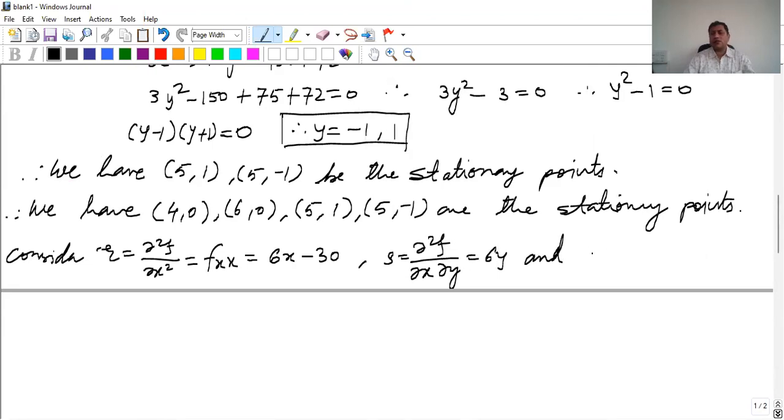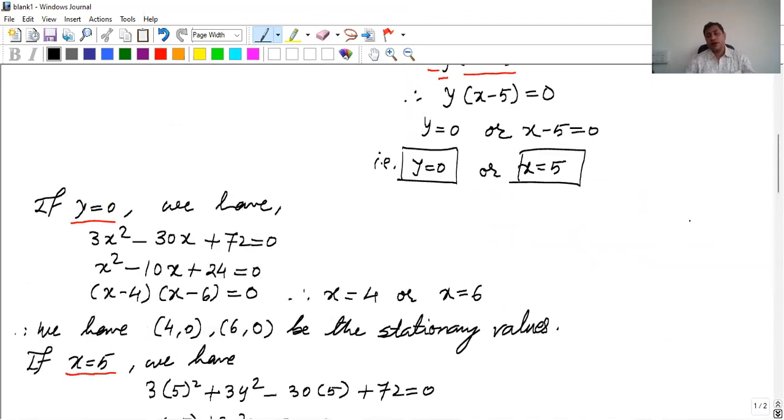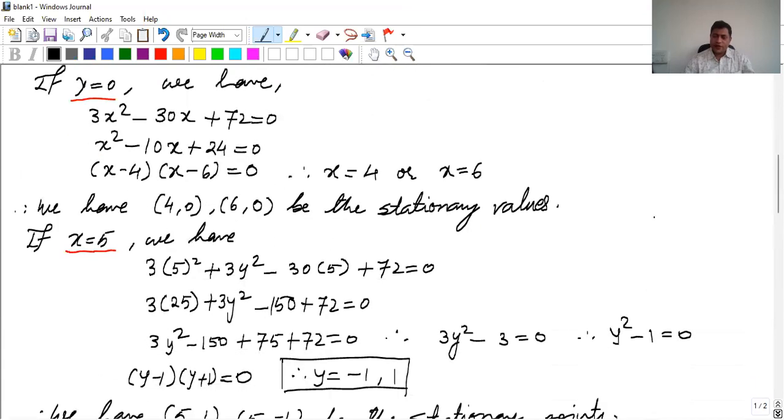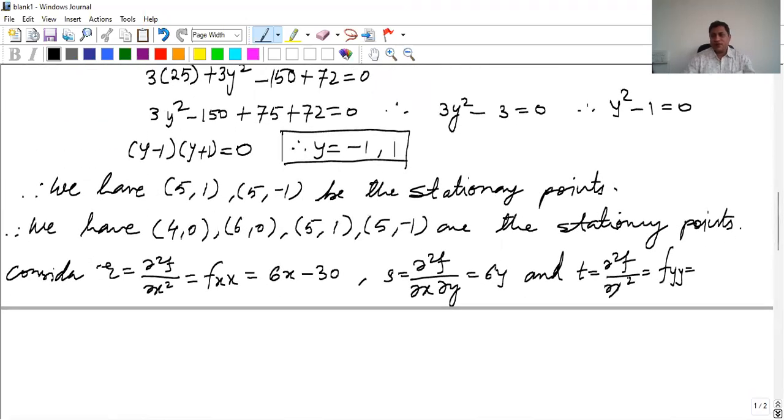And what do we want next? We want T. So what is T? Del square f by del y square, so this is f_yy. We differentiate the derivative of f with respect to y, and again this with respect to y. So the derivative is going to be 6x minus 30. Are you getting this derivative? Yes, sir. 6x minus 30.